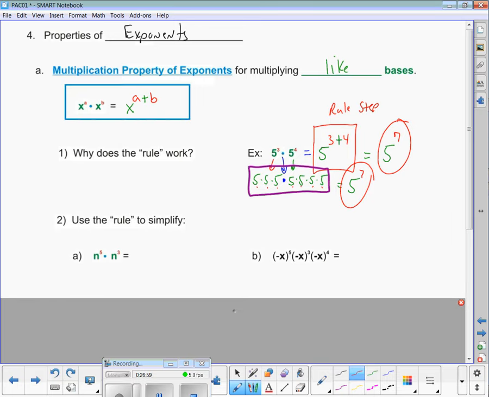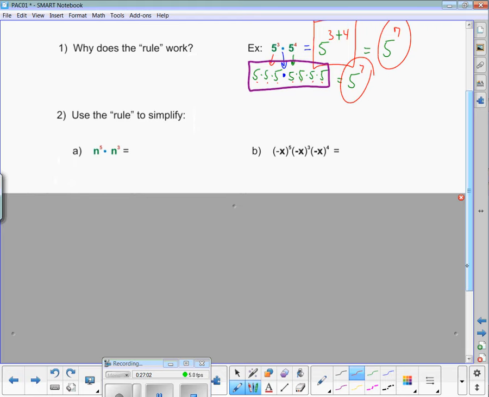All right, so let's see if we can apply this rule. So here's a situation where you don't have numbers. You have variables, an n for a base. Hey, it's not hard. N to the 5th times n cubed is n to the 5 plus 3. N to the 5 plus 3, right? And now we can simplify our answer, and what do we get? N to the 8th power, right? Again, don't forget, I want to see that rule step. Show the rule step.